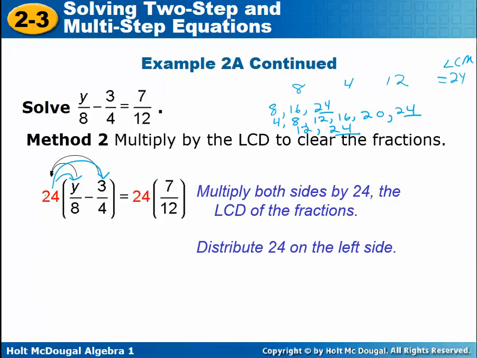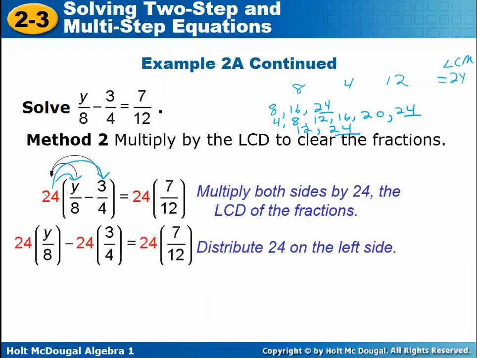On the right side, it's just 24 times 7 over 12. Now we have to simplify this. I'm going to put a minus or divided by 1 on each one of these to make it look like a fraction. Let's simplify each of these a little bit. 8 is a factor of 24. 8 goes into 8 one time. 24 divided by 8 is 3. So this all simplifies to 3y.